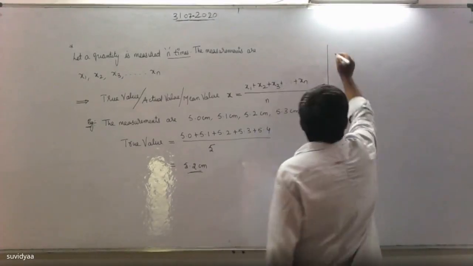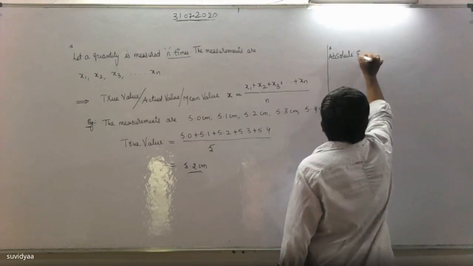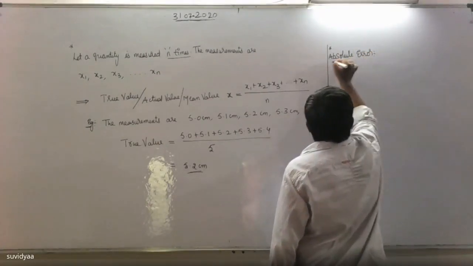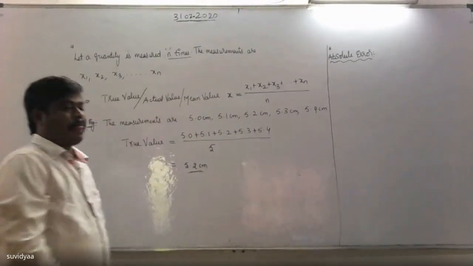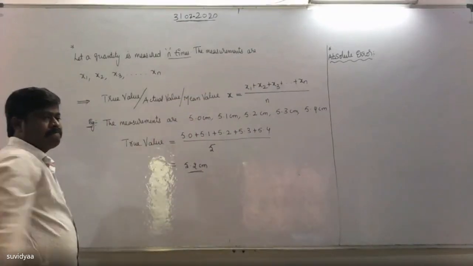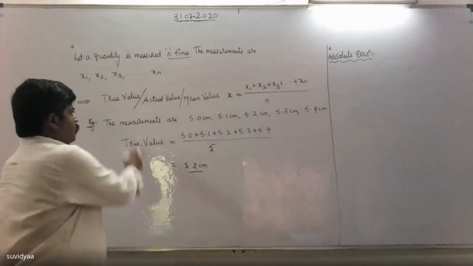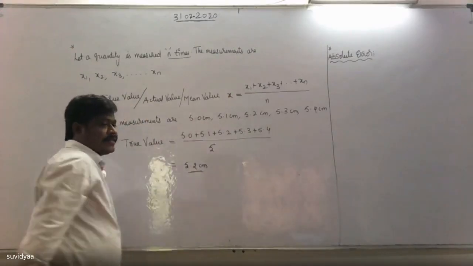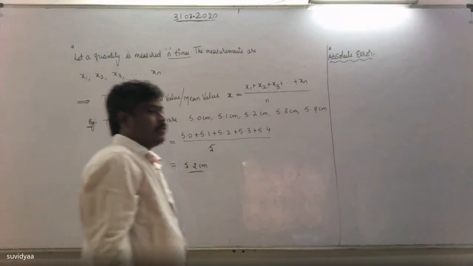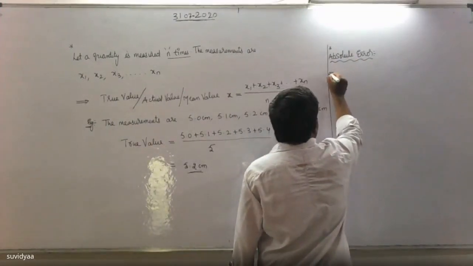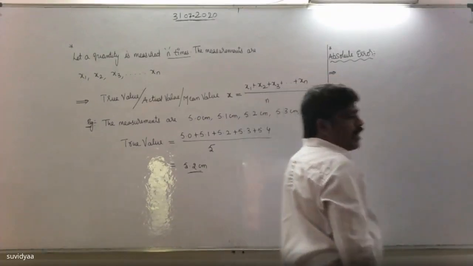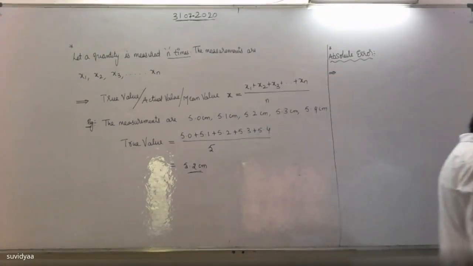The next one is absolute error. What is the next one? Absolute error. Have you copied this one? Okay. So the true value symbol is what? X. Next, absolute error. Now, how to get absolute error?